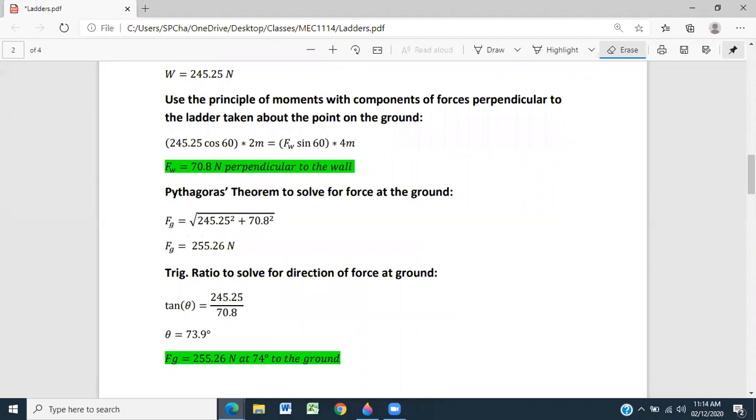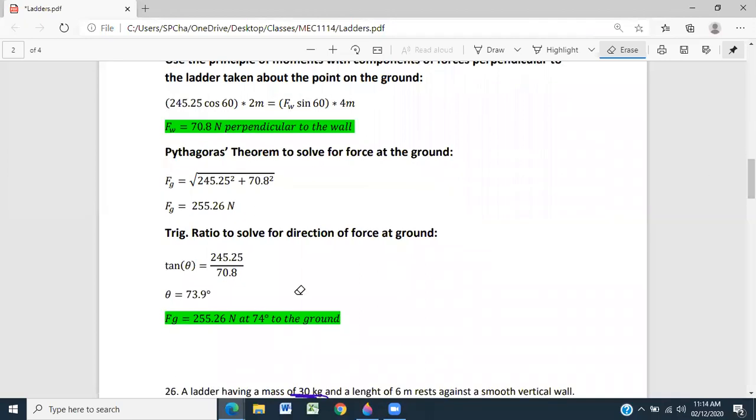So the answers are here, 78 newtons, and 255.26 at 74 degrees, right?